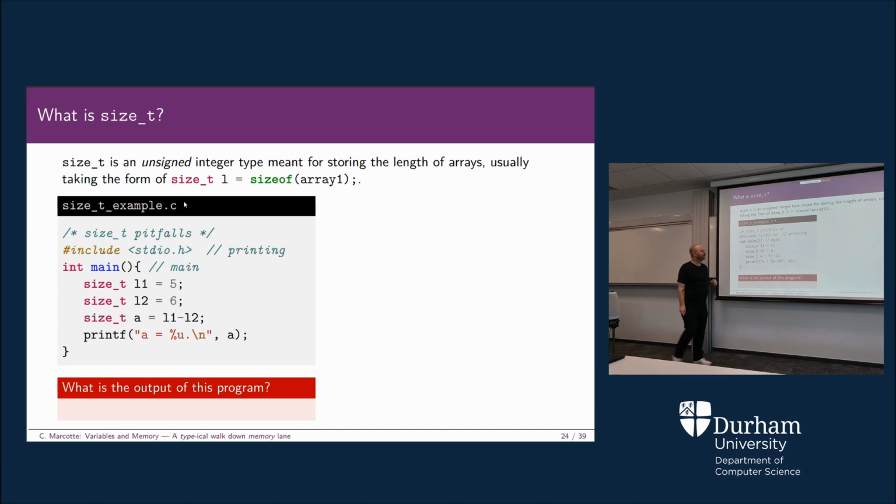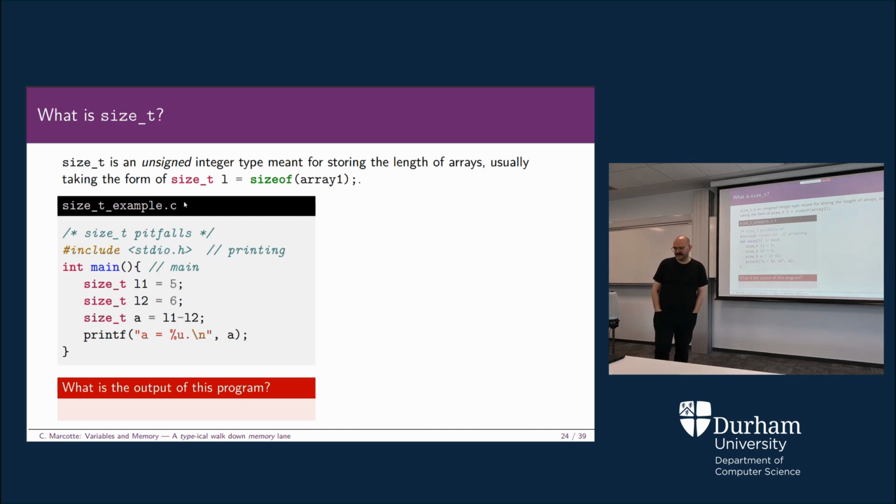There are some pitfalls. So here we have size_t L1 equal to 5, size_t L2 set equal to 6, and then size_t A equal to L1 minus L2. And then we print the value of A. What is the output of this program? Maybe I'll ask a more specific question. Is this program going to output -1?